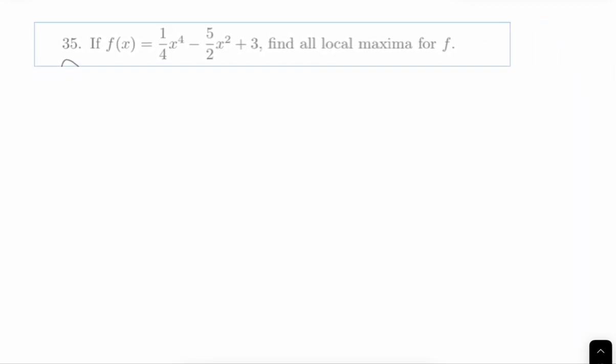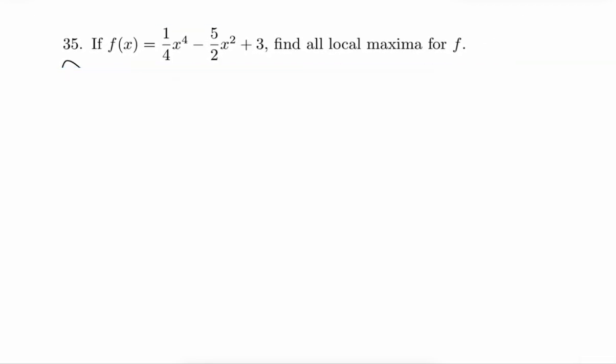So it says to find all the local maxima. Local max and mins come from the first derivative plus or minus chart. Anytime you see that without an interval, you have to make a plus or minus chart. The first thing you want to do is find the first derivative. Well, 4 drops down in front times the 1/4 makes a 1. That's great. So that's 1x cubed, minus 5x plus 0. That's a nice first derivative.